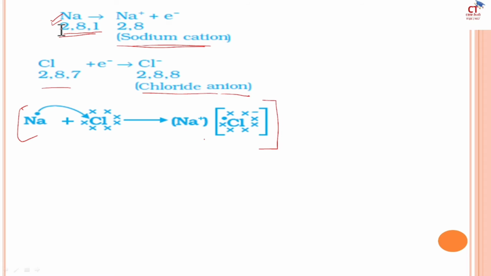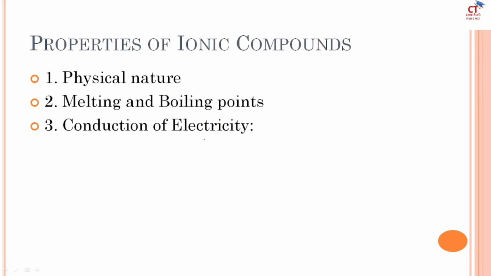Okay, now let's go forward. What are the properties of an ionic compound? Properties of an ionic compound. First one is physical nature, or physical state. These are basically solid and hard.